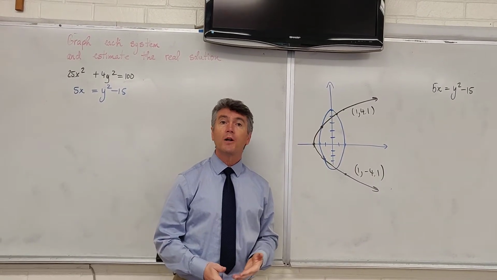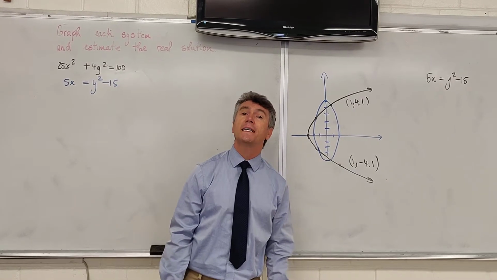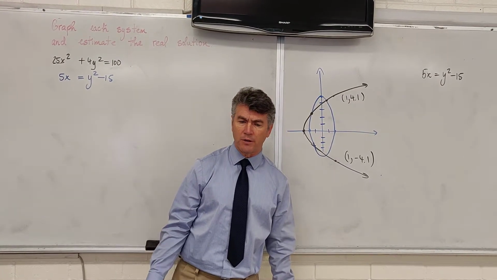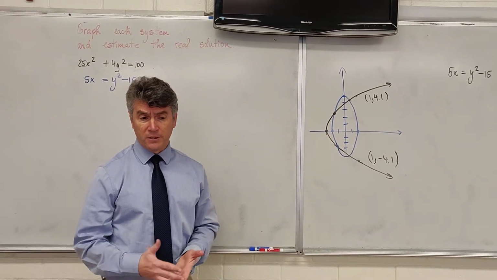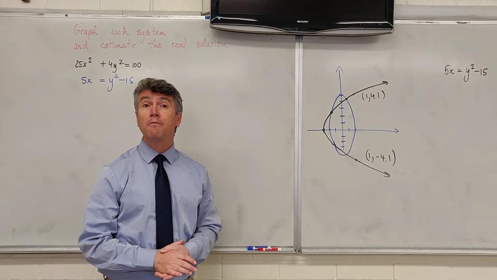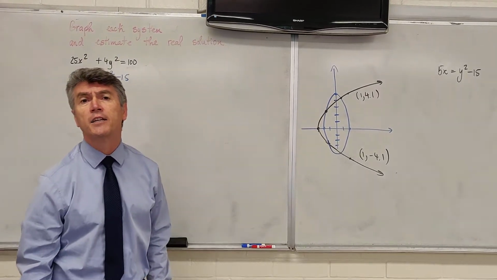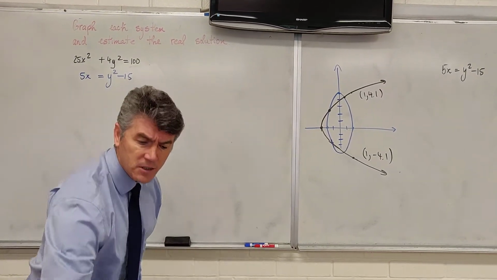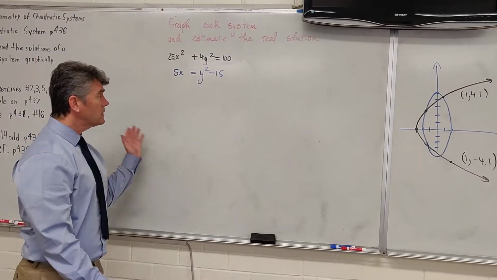The question is, what if I want to be more accurate? What if I want to find the actual solutions? What do I do then? Well, hopefully you are in possession of a graphing calculator. If you don't, it's not a problem. You can just go on the internet and use decimals. And using decimals, you can find points of intersection. So let's take a look.